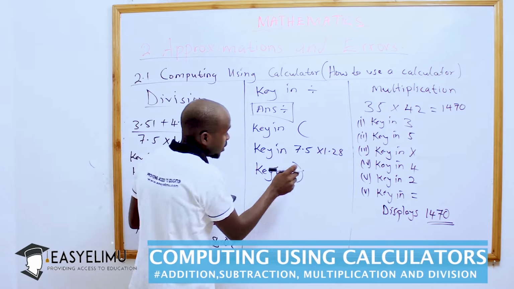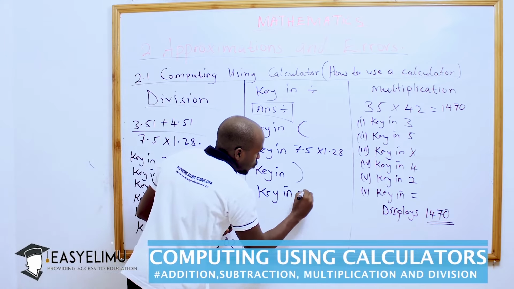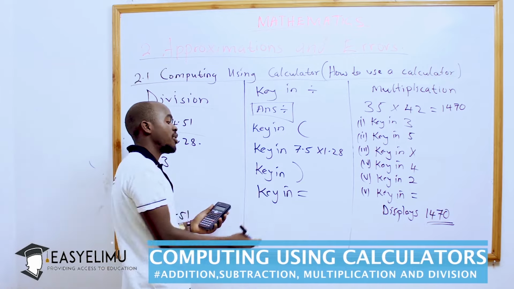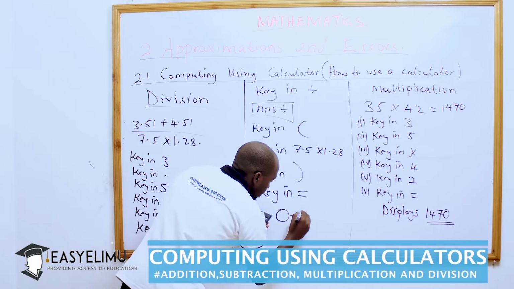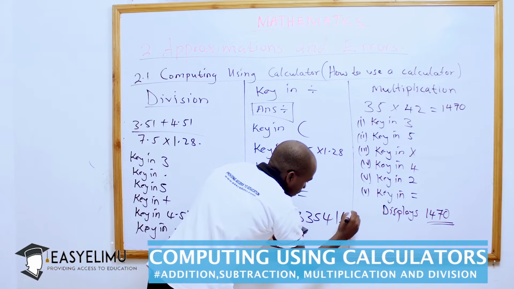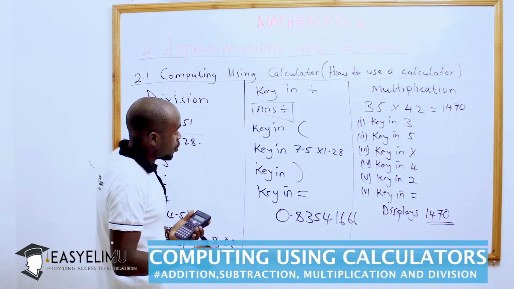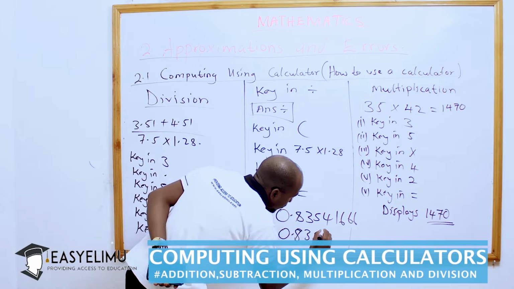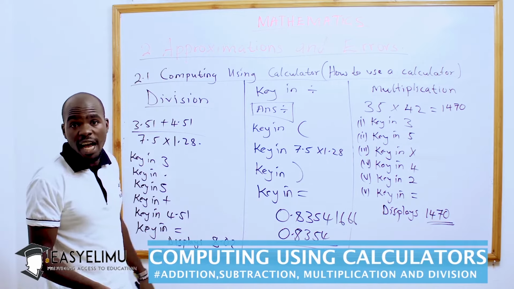Now after keying the closing bracket, you key in the equal sign. After finishing everything, you have closed the bracket, and then you key in the equal sign, and you will find the screen displays 0.8354166 recurring. So what we shall do here, you shall write 0.835, maybe 4 significant figures or 4 decimal places as you need it.